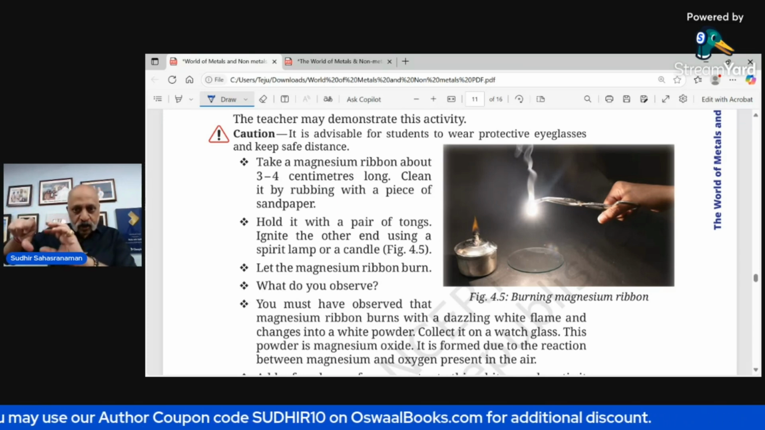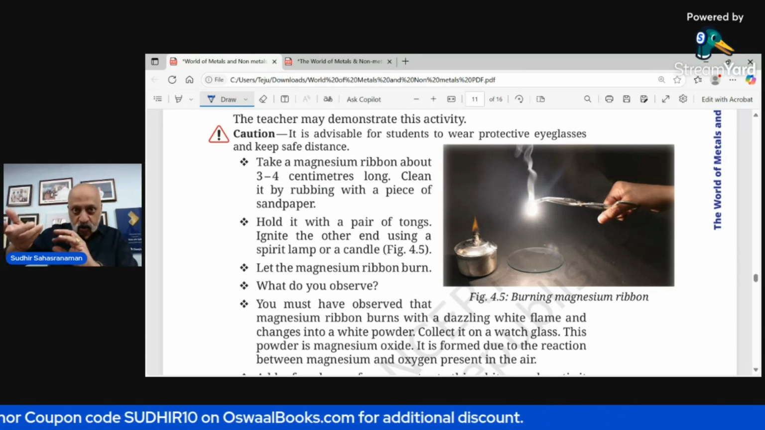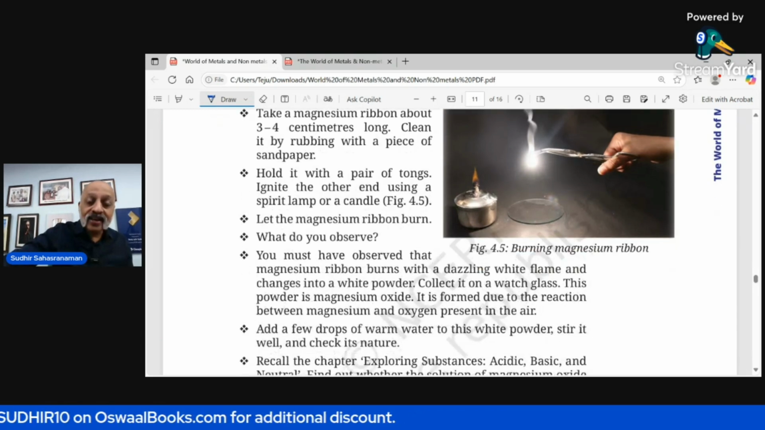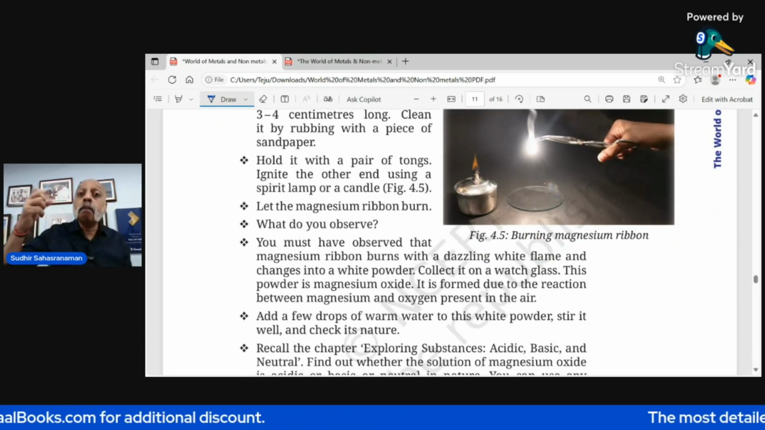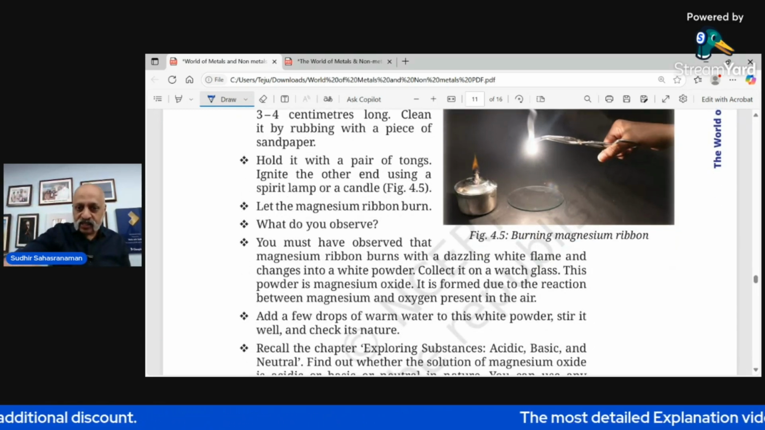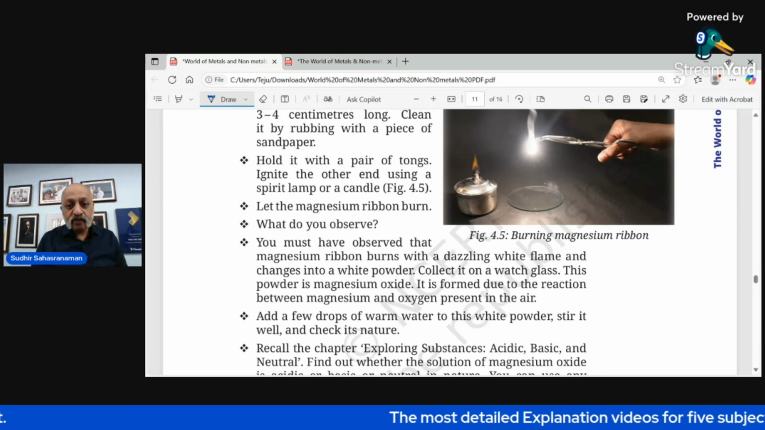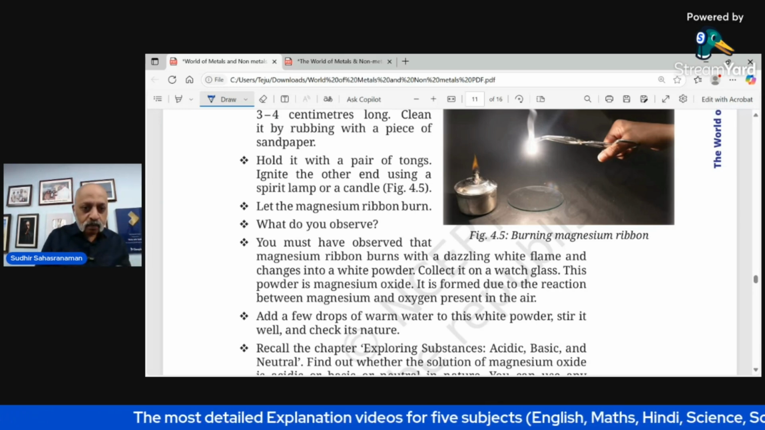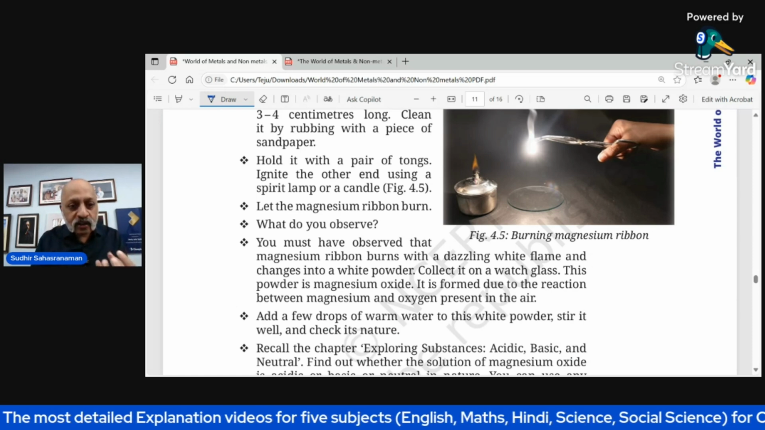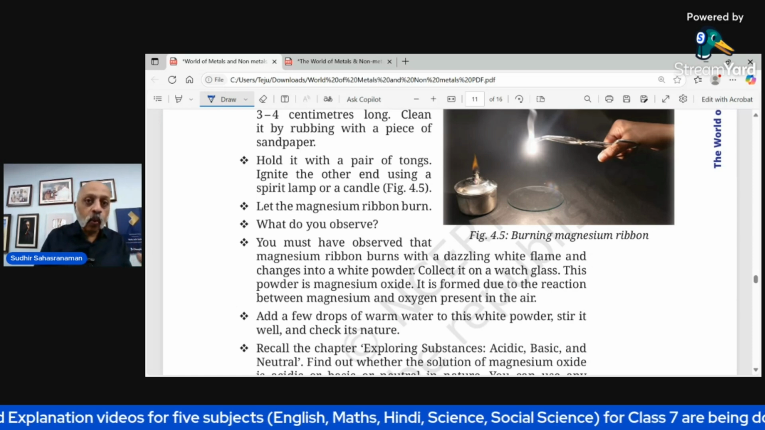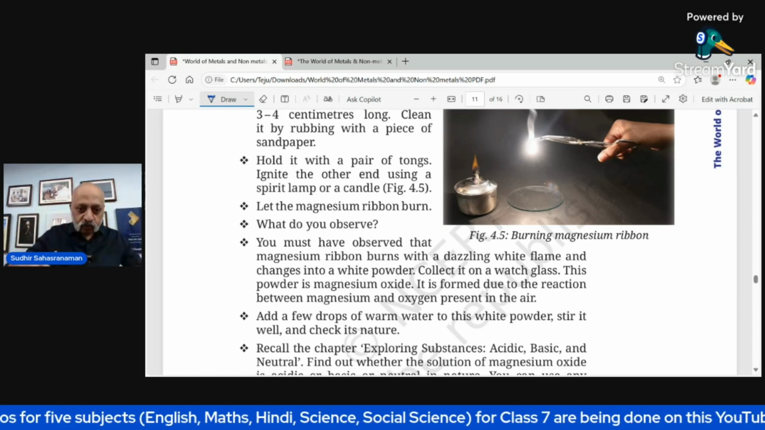Hold it with a pair of tongs so that your hand does not get burnt or get hot. And then let the magnesium ribbon burn on the flame, as it has been shown in the photograph. It is the burning magnesium ribbon. When it burns with a dazzling white flame, it changes into white powder. The powder will fall down.